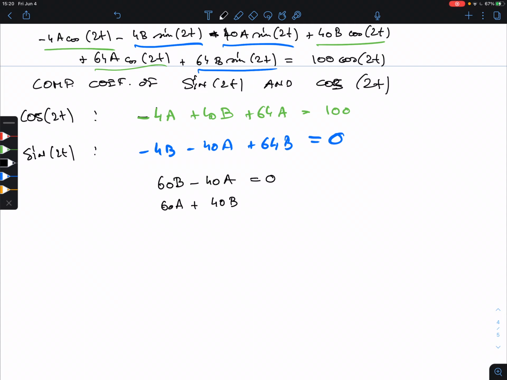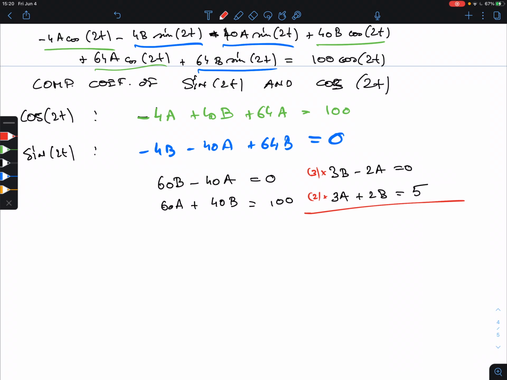Plus 40b equals 100. We can divide everything by 20. So 3b minus 2a is 0, and then we have 3a plus 2b is 5. Okay, what can we do here? Well, you can solve for one, but it introduces a fraction, so rather let's do this times 3 and this times 2 and add them up, okay?